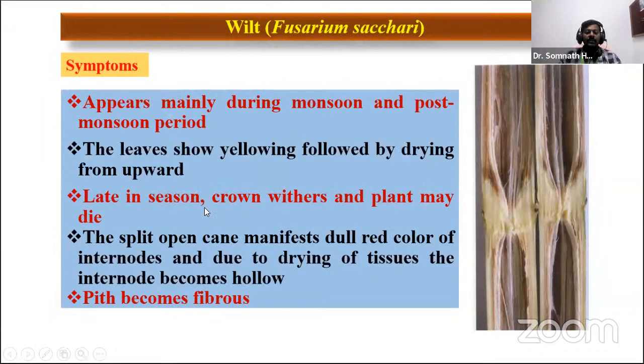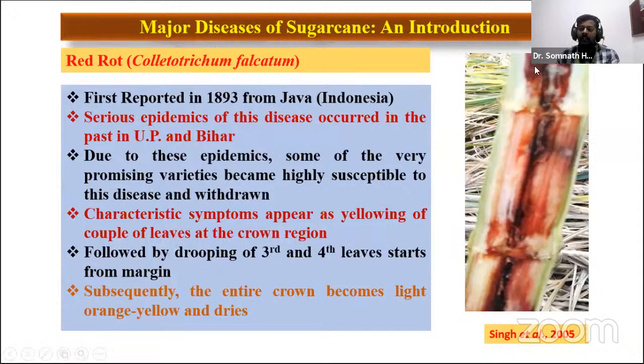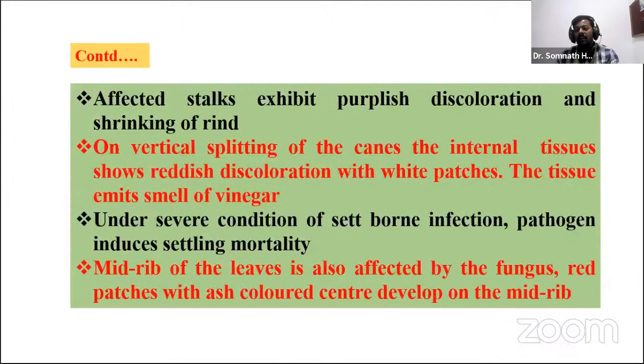Now another important disease is the wilt of sugarcane, which appears mainly during the monsoon and post monsoon period. The leaves show yellowing followed by drying from the top downward. You can see the difference between wilt and red rot of sugarcane. In case of wilt, the cane becomes hollow, and the xylem portion becomes whitish in color. In case of red rot, you cannot see the hollow. It will be intact, but only the reddening will be there. Reddish discoloration will be there in the stem, in the cane. So this is the difference between the red rot infected cane and wilt infected cane.